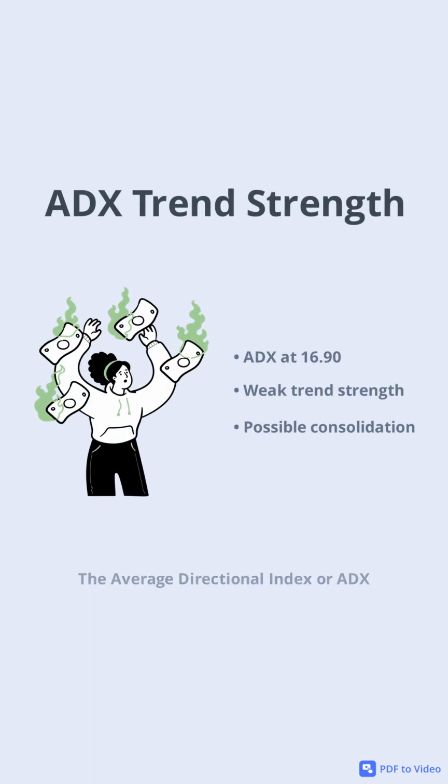The average directional index, or ADX, measures the strength of a trend. For DVLT, the ADX is at 16.9, which is below the threshold of 20 that typically signals a strong trend. This suggests that despite the sharp drop, the downward move may not be fully established as a long-term trend, or the market is in a chaotic consolidation phase. We'll explain how to interpret the ADX and what it means for DVLT's current situation.